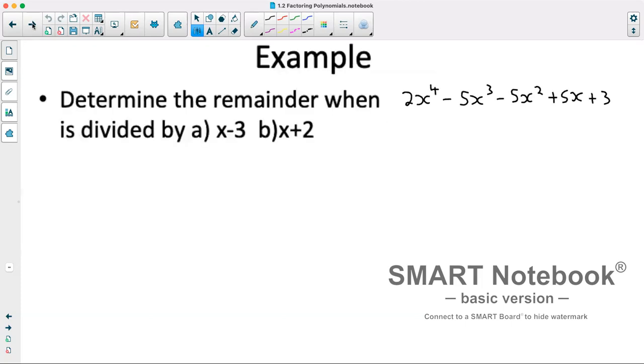For example, determine the remainder when 2x to the power 4 minus 5x cubed minus 5x squared plus 5x plus 3 is divided by x minus 3 and by x plus 2. So for the first one, when we have x minus 3, technically our a value is positive 3. So we'll just rewrite our equation here: 2x to the power 4 minus 5x cubed minus 5x squared plus 5x plus 3. Now, we are going to substitute our a value in to get our remainder.